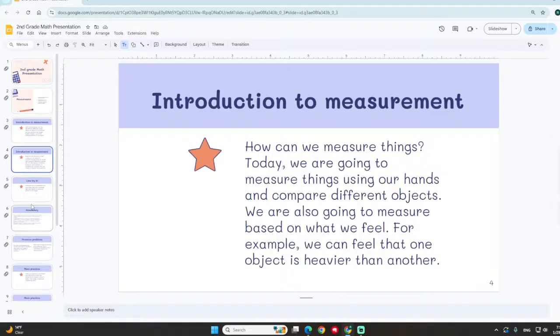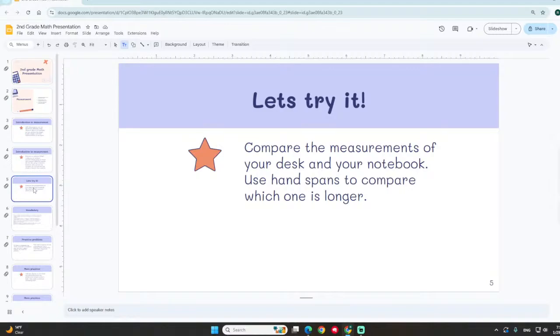So let's keep on going with the introduction. How can we measure things? Today, we're going to measure things using our hands and compare different objects. We are also going to measure based on what we feel. For example, we can feel that one object is heavier than another. Let's try it. Compare the measurements of your desk and your notebook. Use handspans to compare which is longer.